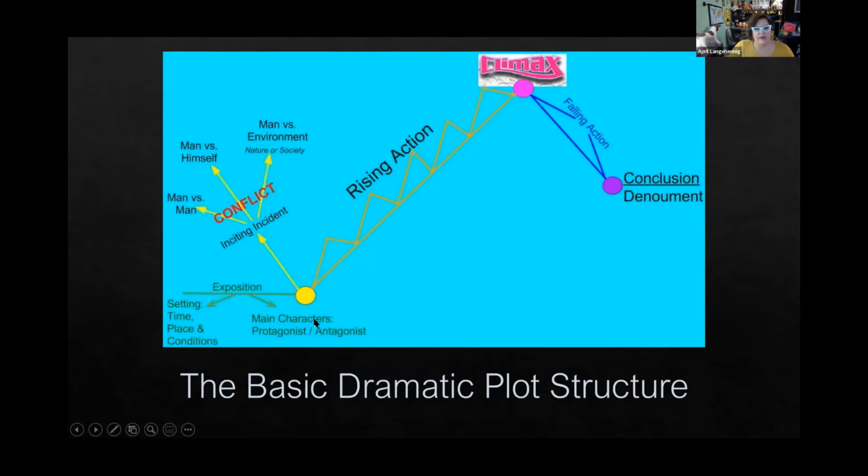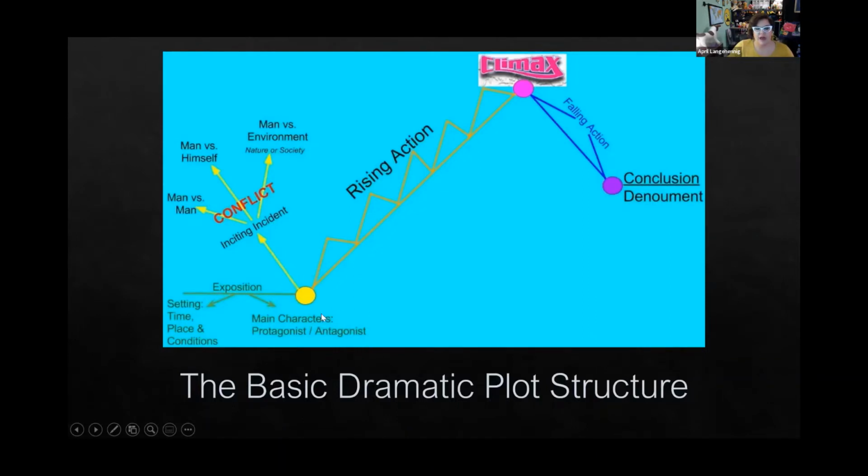We meet our main characters, and we normally meet the protagonist and the antagonist, so who you're supposed to be rooting for and who is against them within this exposition time period. We may not meet all their friends and such that go on the journey with them at this point, but we at least know or have inklings of who this antagonist is going to be.